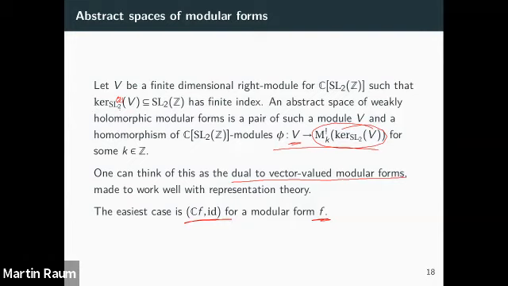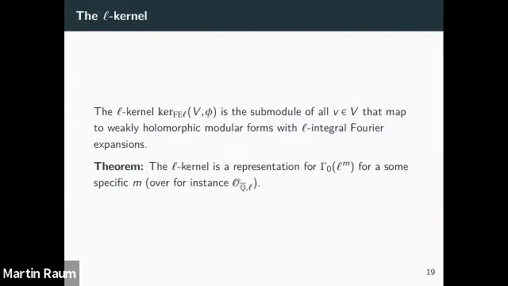Yes. The L kernel. So now we have the abstract space of weakly holomorphic modular forms, and we need to associate yet another object because so far we have only worked over C. And so certainly there's no room for congruences here. The L kernel, written curl FEL, so free expansion, that's what FE stands for, of our V phi, is the submodule of all vectors here that map to weakly holomorphic modular forms with L integral Fourier expansions.